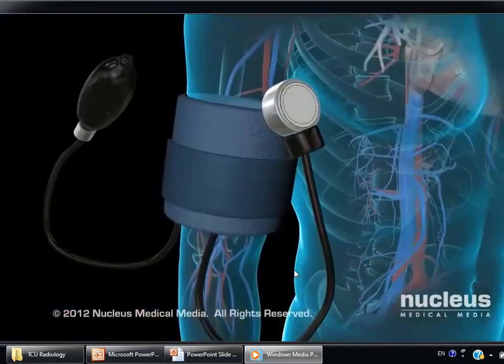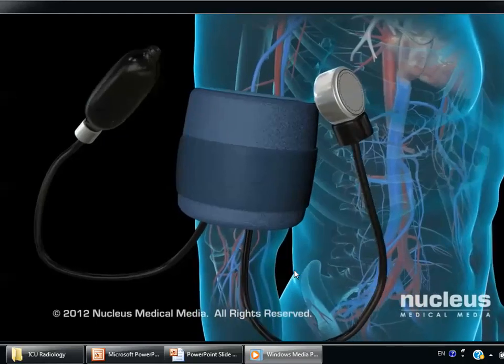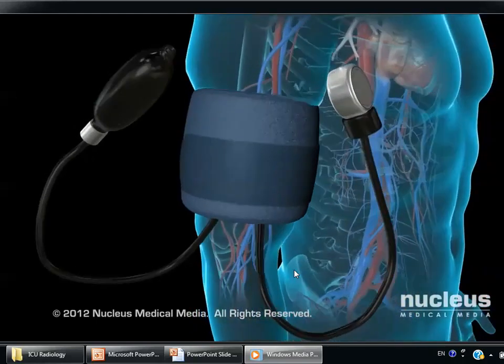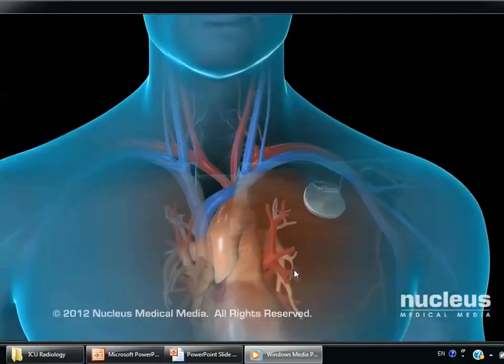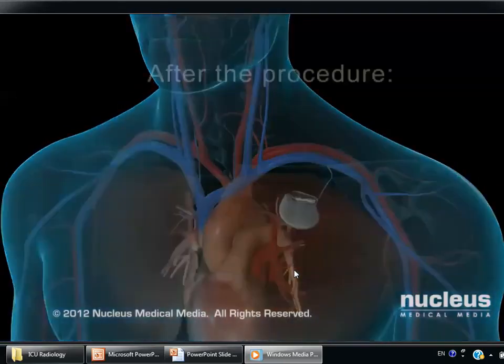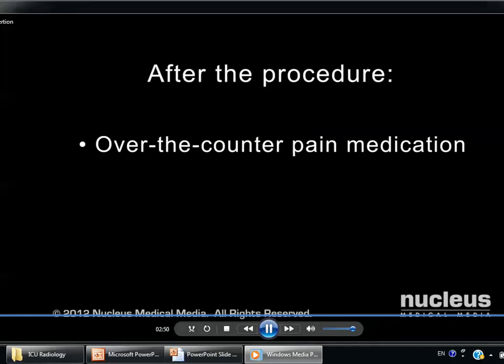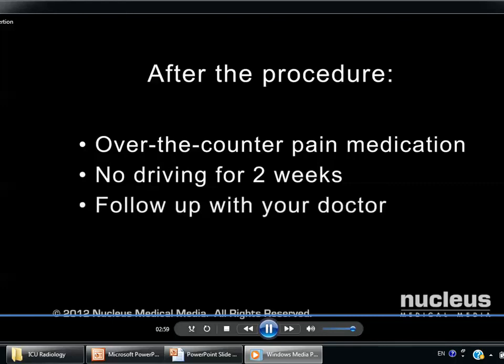While you're in the hospital, your doctor will monitor your heart rate and blood pressure to be certain the pacemaker is working properly. Before you leave, he or she will make final adjustments to the pacemaker settings. After your procedure, over-the-counter pain medications such as acetaminophen or ibuprofen should be sufficient to relieve any pain. You will not be able to drive for about 2 weeks. Periodically, you will need to follow up with your doctor to test and adjust your new pacemaker.